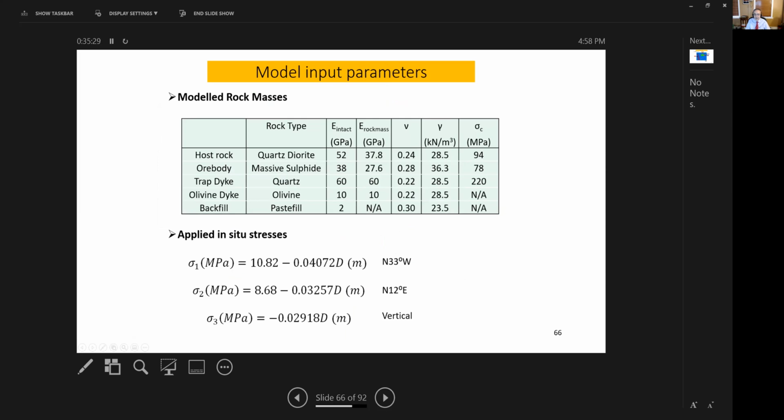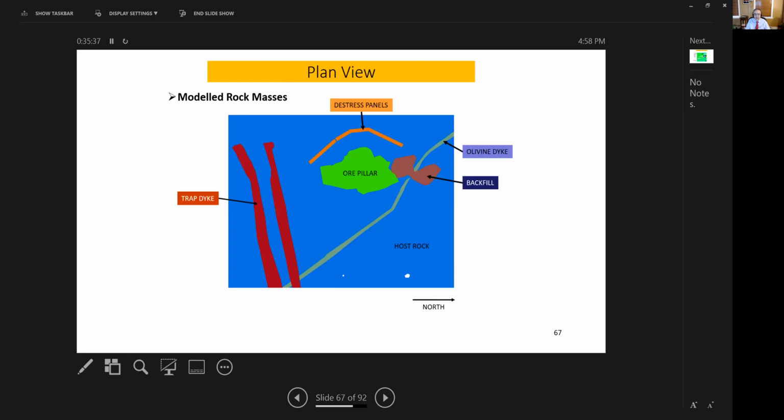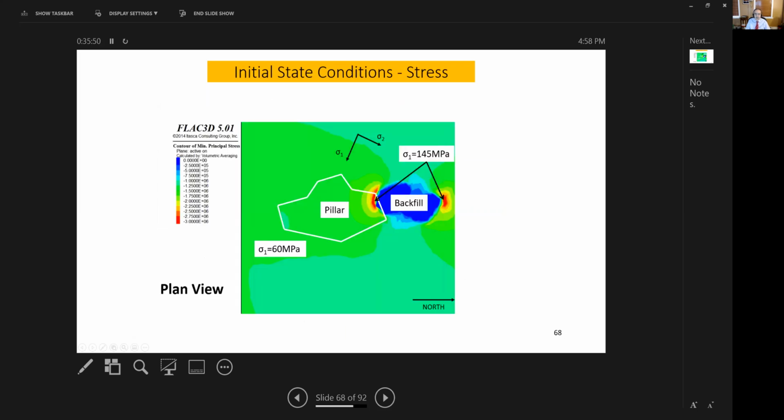Our linear elastic model, brittle rock mass, in situ stresses to initialize the model. And this is the plan view showing the planned distress panel with respect to the ore pillar in green and the geological structures and the backfill zones. So the initial model, as expected, showed us high stress concentrations around the relaxed zones of previous mining, which is now backfilled.